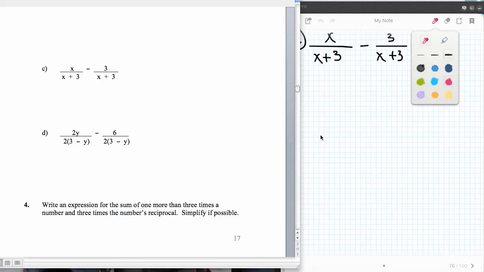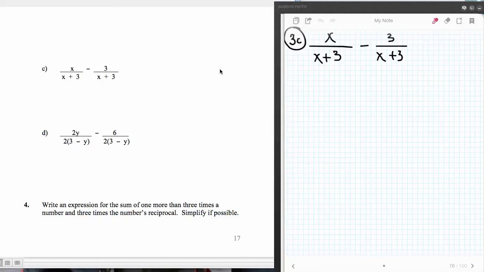Right, these are the Your Turn problems. I believe this is continued from the Chapter 12.3 notes. So we were going to be adding these two rational expressions here. We have a common denominator already, so we're simply going to take the numerators and subtract them and put them over the common denominator.